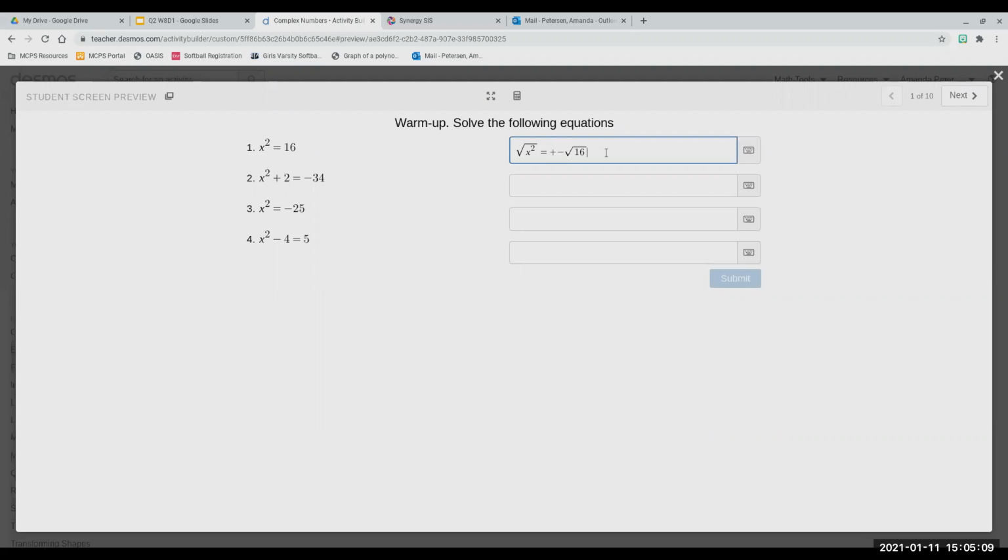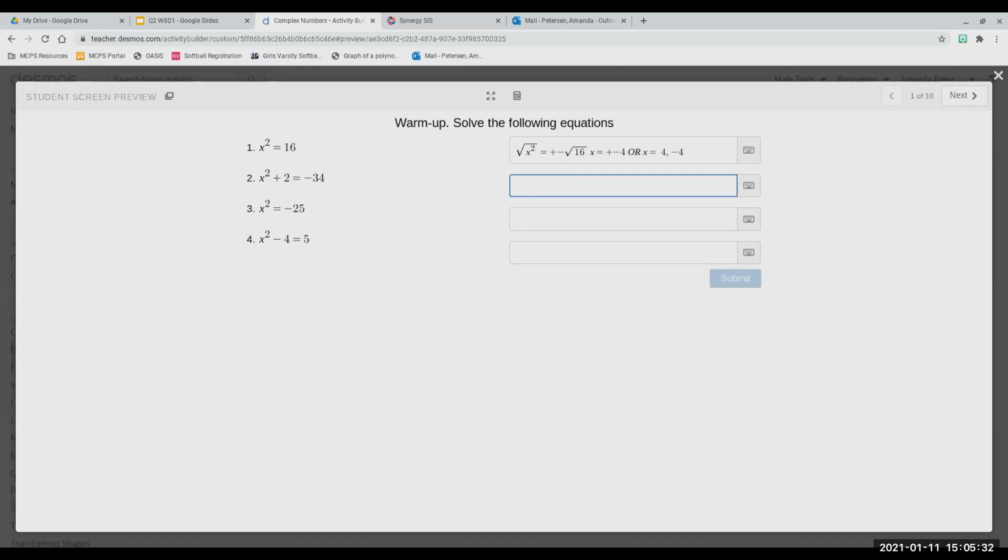So anyways, square root both sides, plus or minus. So your answer then is plus or minus 4. Or you can just say x equals 4 and negative 4. Either way, you cover your bases. It's fine by me. Okay, question number 2.